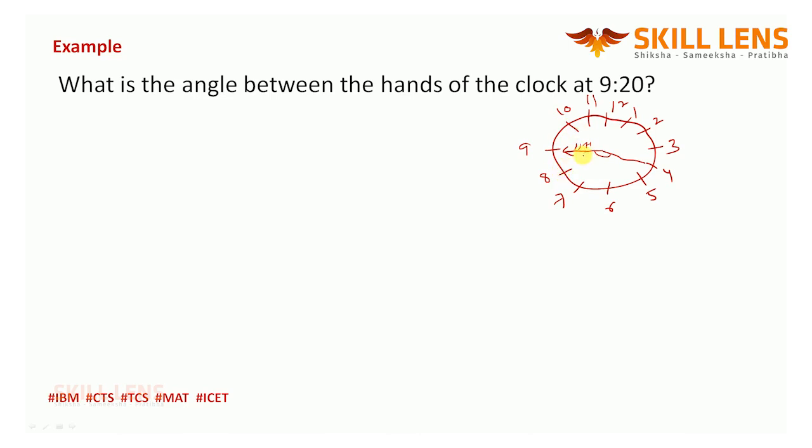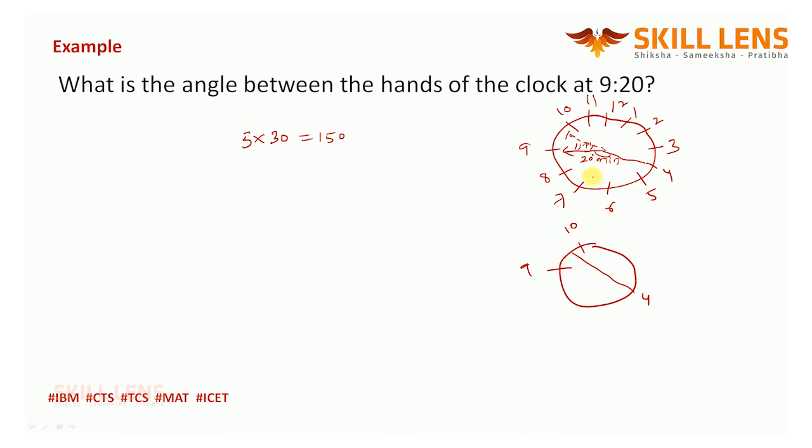When the time is 9:20, look here: 1, 2, 3, 4, 5 hours gap. So 5 into 30 is 150. But ask yourself a question: actually, the hour hand is going to be like this. This is the actual position. So it's tilted 20 minutes extra. Let me draw it for you: 9, and if this is 10, and this is 4, you get an almost straight line.